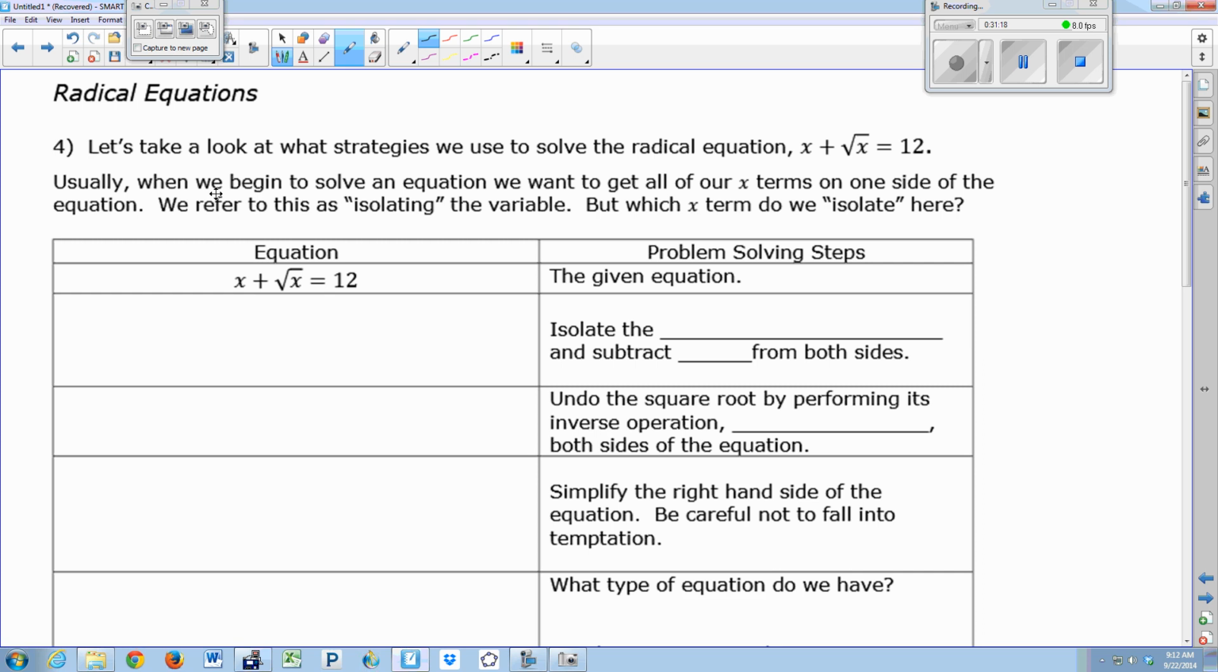You see the radical, keep it on one side of the equation. So what are we going to do to both sides here? Minus the x, right? We're going to isolate that square root of x. We want to get it all alone on one side of the equation. So we're going to subtract x from both sides. That's the very first thing I do. So now we have square root of x equals 12 minus x.